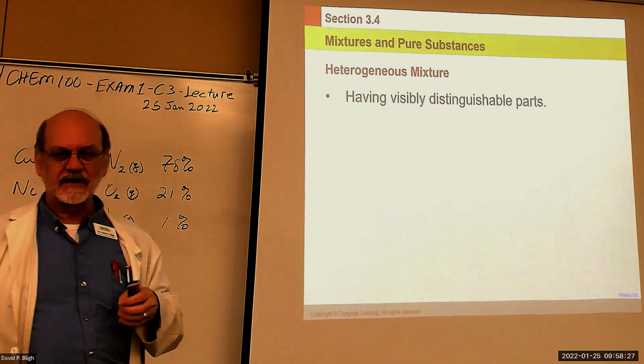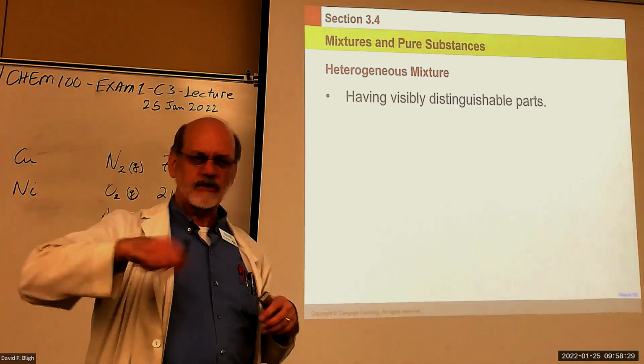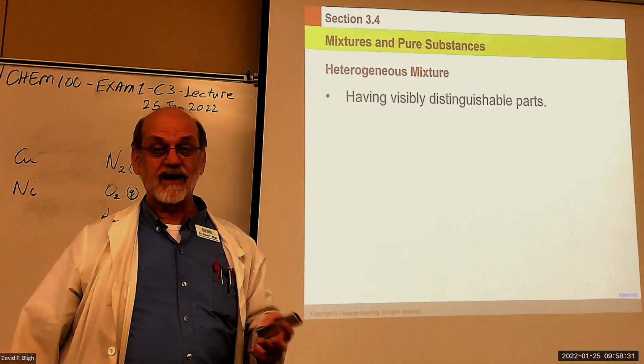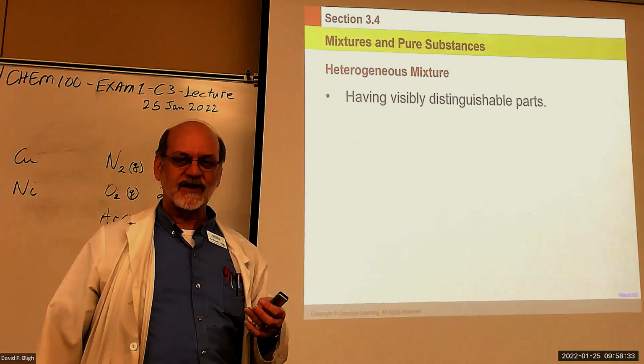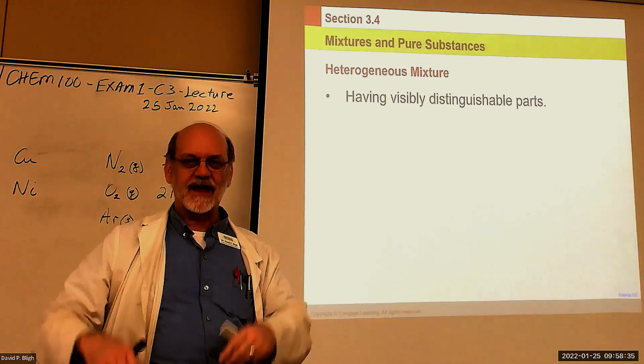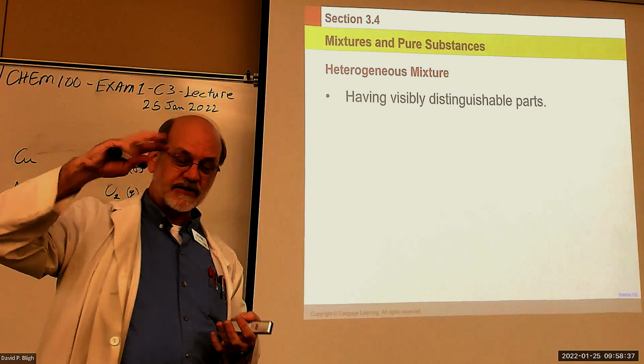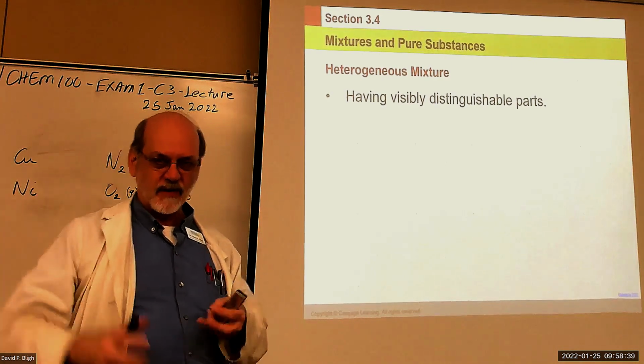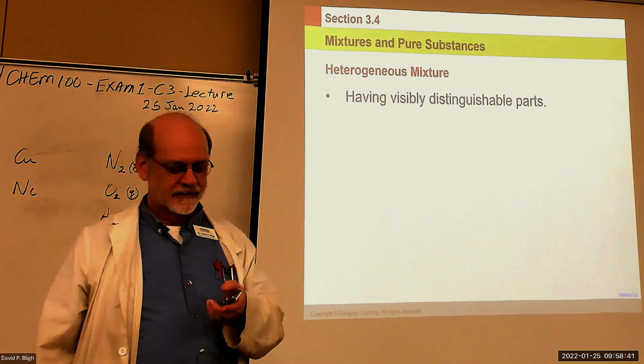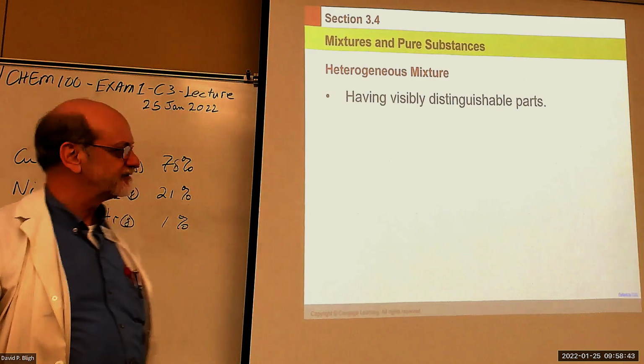Stir up some sand in water. Stir it just as hard as you can. Doesn't matter how hard you stir it. Once you stop stirring, it just settles. So pretty soon, the top part has almost no sand and the bottom part has a lot of sand. That's a heterogeneous mixture.